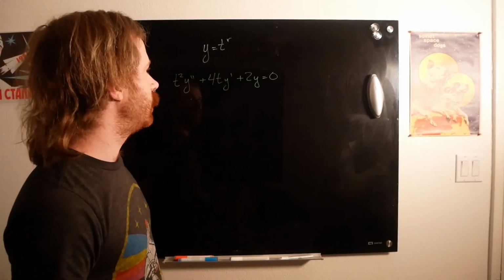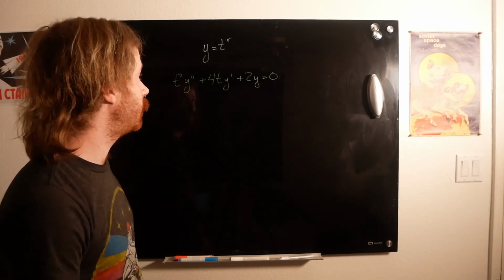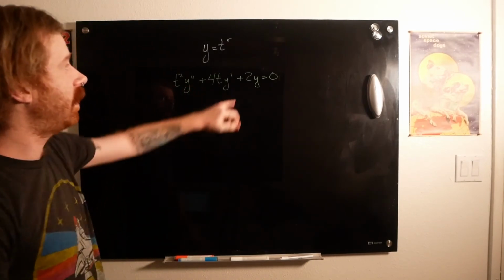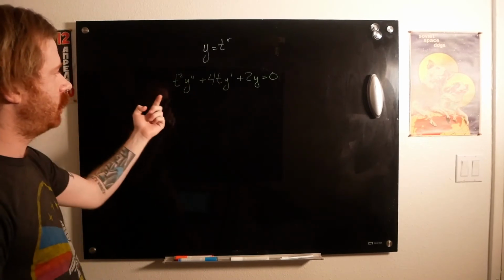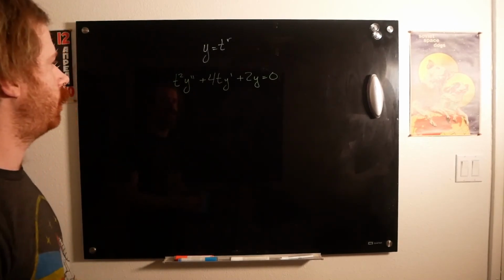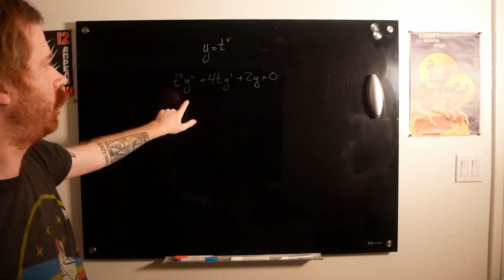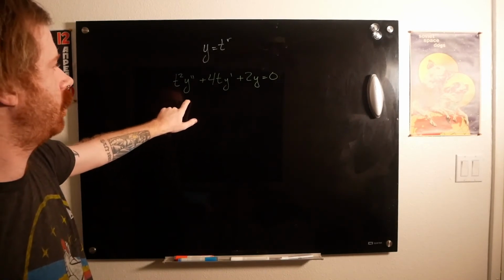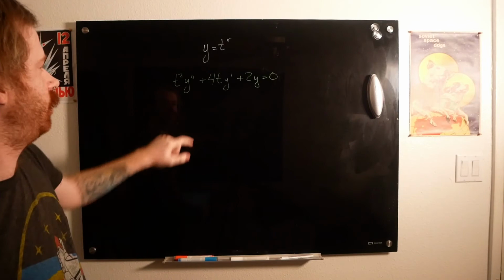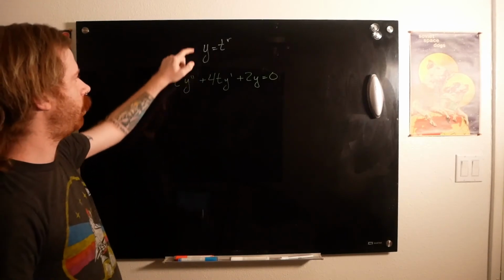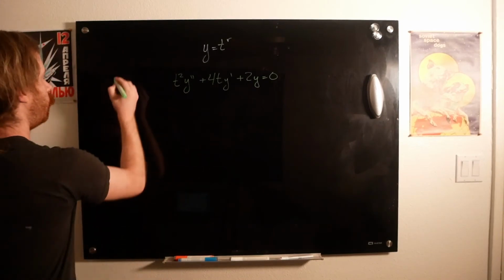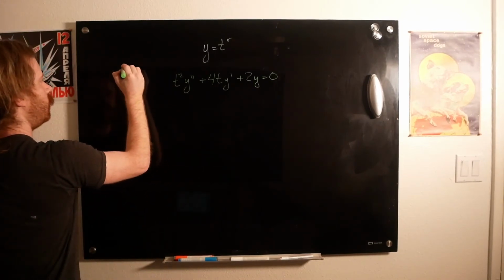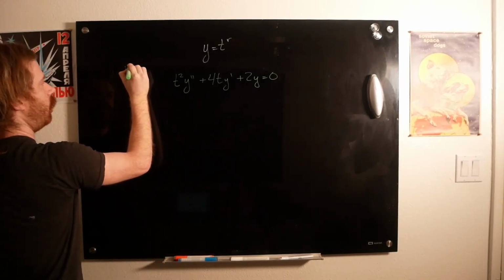Last time we did y equals e to the rt. This time it's going to be t to the power of r. We're trying to figure out what values of r will make this a solution to this differential equation. So we have a second order linear homogeneous differential equation. Since it's second order, we'll take the derivative of this twice to get our y double prime. So y equals t to the r, right?